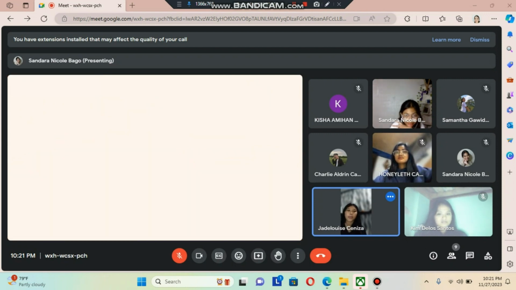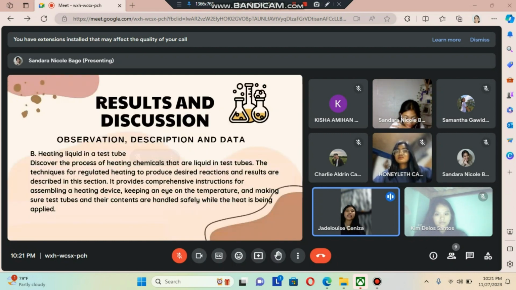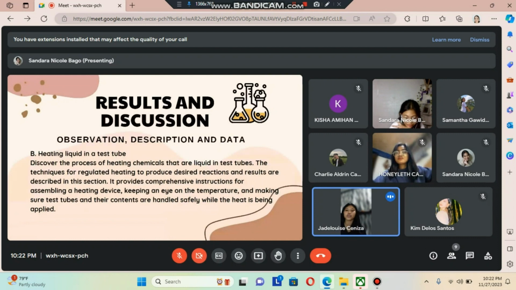Next. B. Heating liquid in a test tube. This describes how to safely handle test tubes and their contents, as well as how to assemble and monitor their temperature in order to control the heating of test tubes and achieve the intended reaction and outcomes. Next.